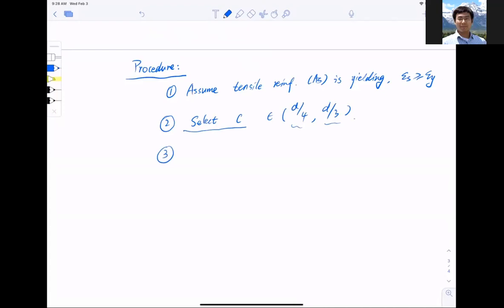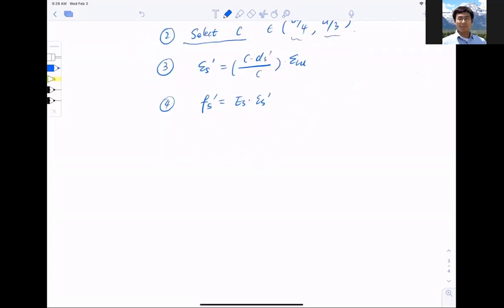Once I select an actual compressive zone c, I can compute my strain in the compressive reinforcement using the equation (c minus ds prime) divided by c, multiplied by epsilon cu. Now, once I have the compressive strain of the steel, I can compute my fs prime, that is Es times epsilon s prime, to get the compressive stress of the steel.